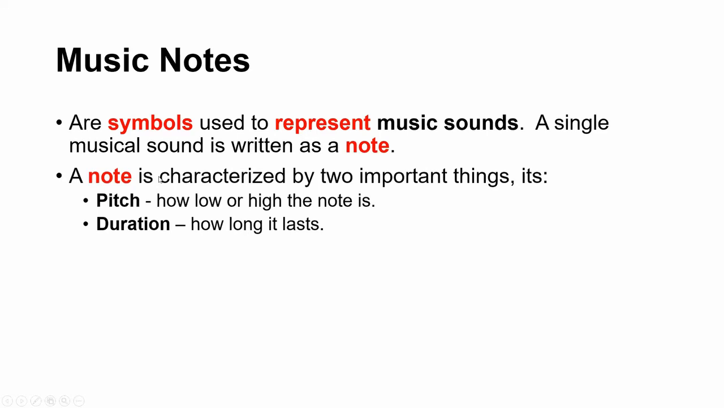So a note is characterized by two main important things. Whenever you see written music, the note on a piece of music will tell you the pitch, which means how high or how low the note is. And it will also have a duration. The note should also tell you how long the note lasts.